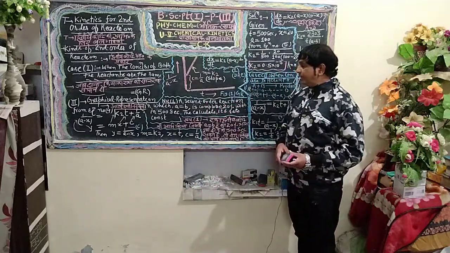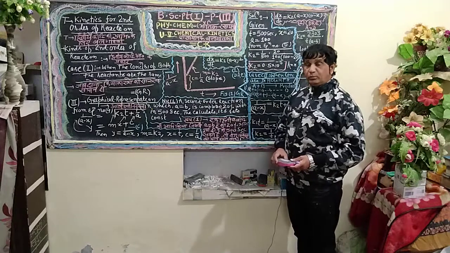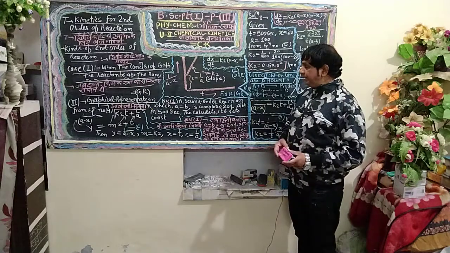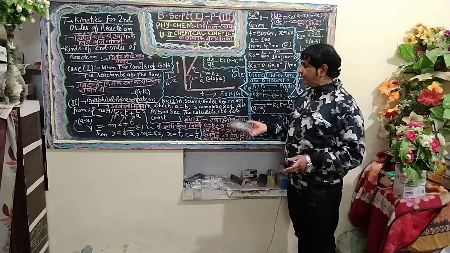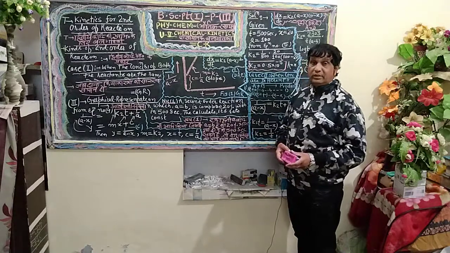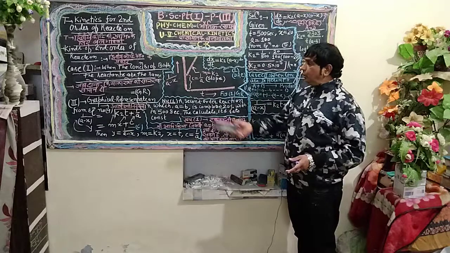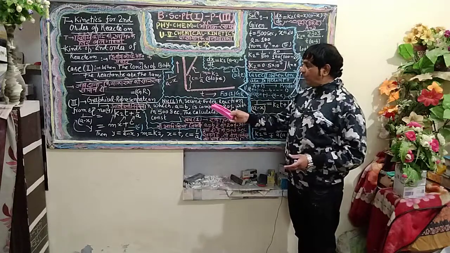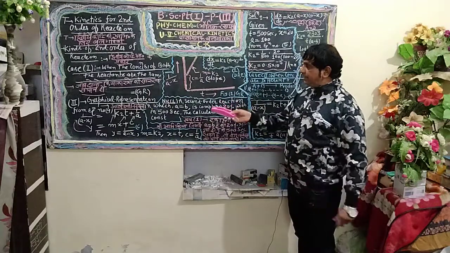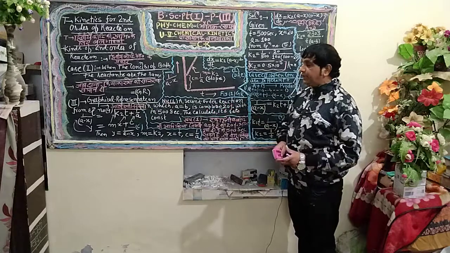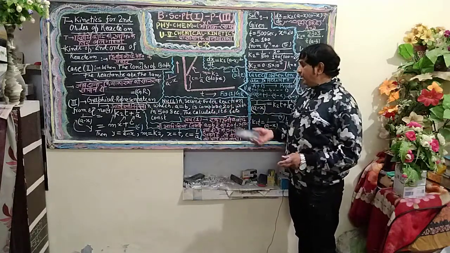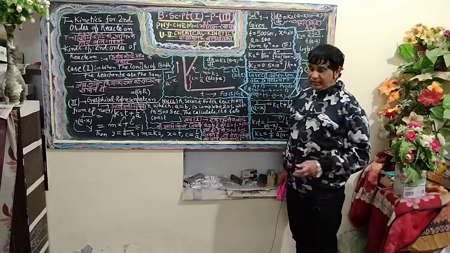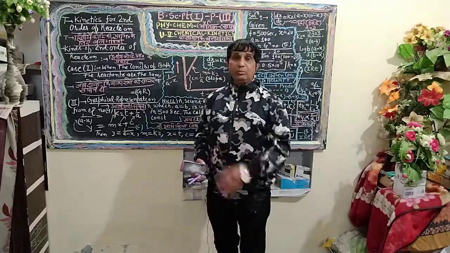A second order reaction in which A is equal to B is completed 20% within 500 seconds. Calculate its rate constant. Once again I read the numerical 1: a second order reaction in which A is equal to B is completed 20% within 500 seconds. Now calculate its rate constant here. Let us try to solve this numerical.